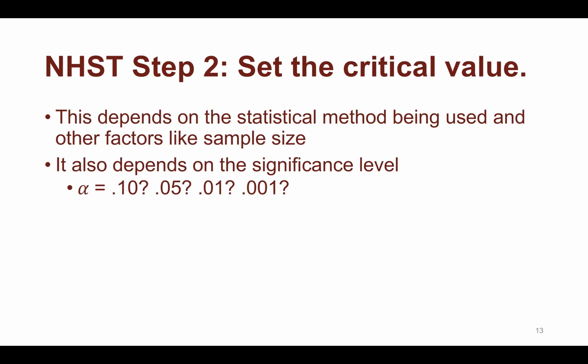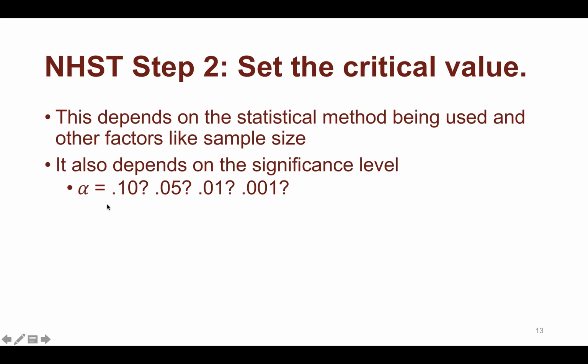Step 2, setting the critical value. So this depends on certain factors. If you take the statistics course here, you'll get more into the details on how to find the critical value, but just know for now that it depends on factors like sample size, and it depends on the specific statistical method being used. In this case, we're going to use correlation. And it also depends on the significance level. And this is a choice that the researcher makes.